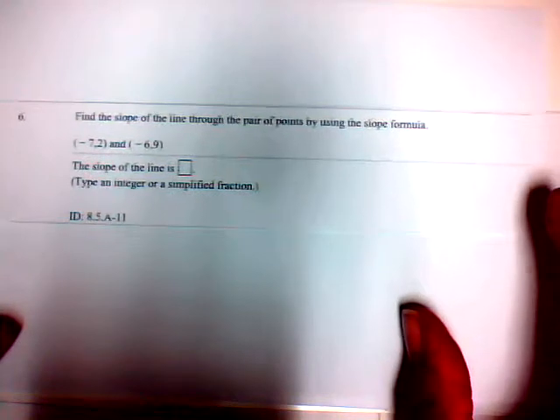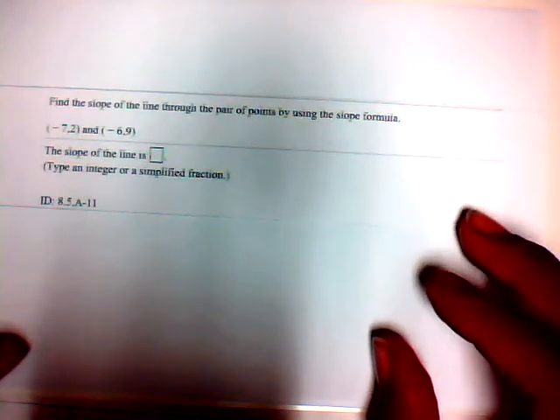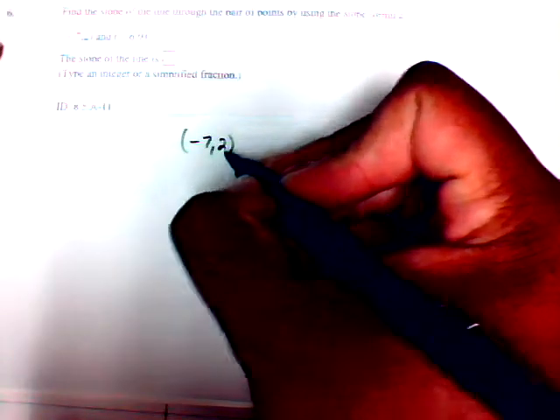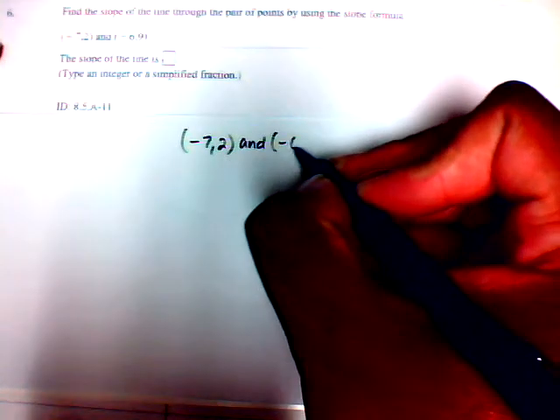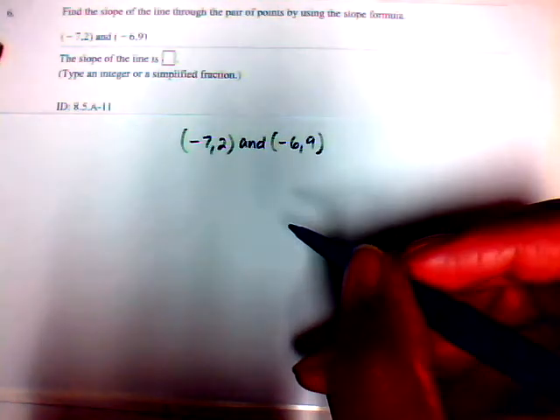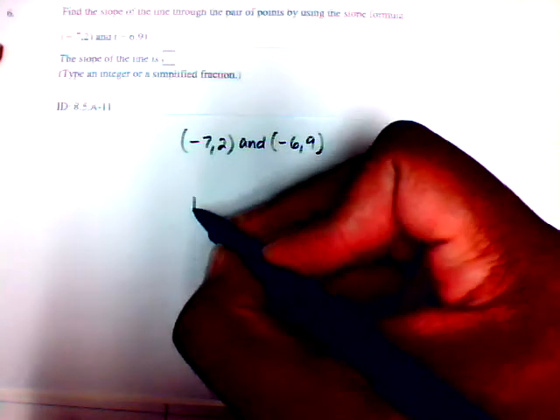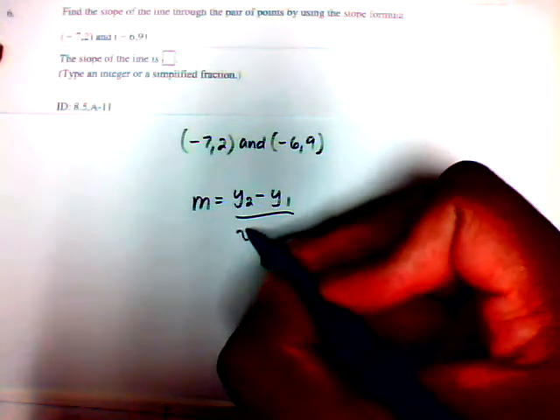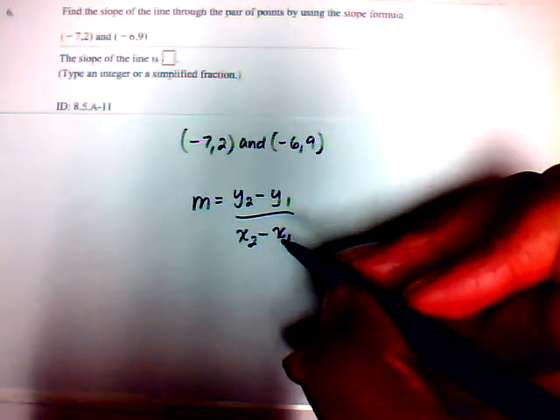Okay, problem number 6. Find the slope of the line through the pairs of points by using the slope formula. Here you have 2 points, (-7, 2) and (-6, 9). I'll write this here. We always use the slope formula here: m equals y2 minus y1 divided by x2 minus x1.